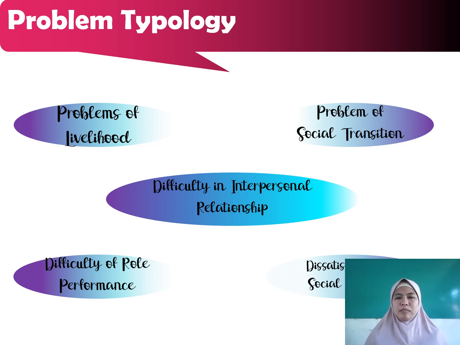Another problem is the problem of social transition. This happens when there is an abrupt change in the situation or the environment of the client. For example, when one of the members of the family dies, there is already a shift in social transition, especially if that family member is earning or is the breadwinner of the family, then chances are this type of problem could arise.